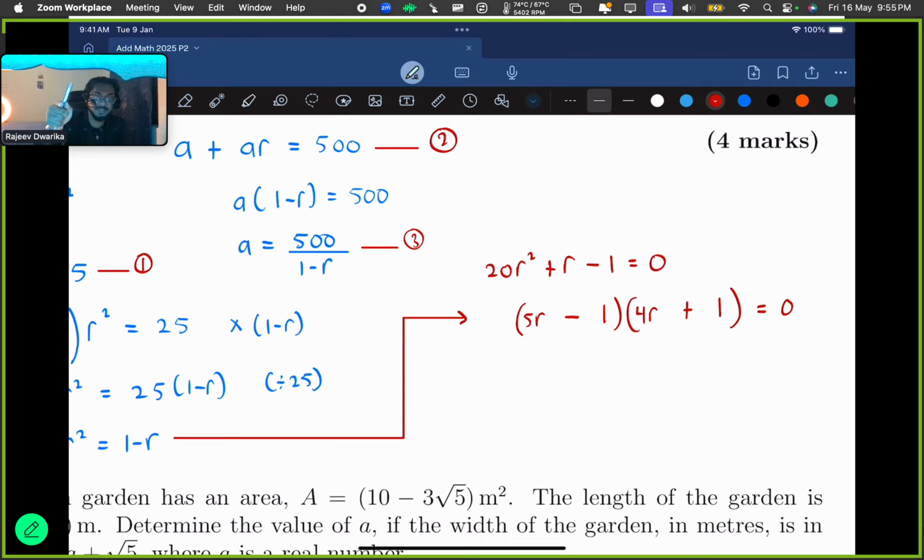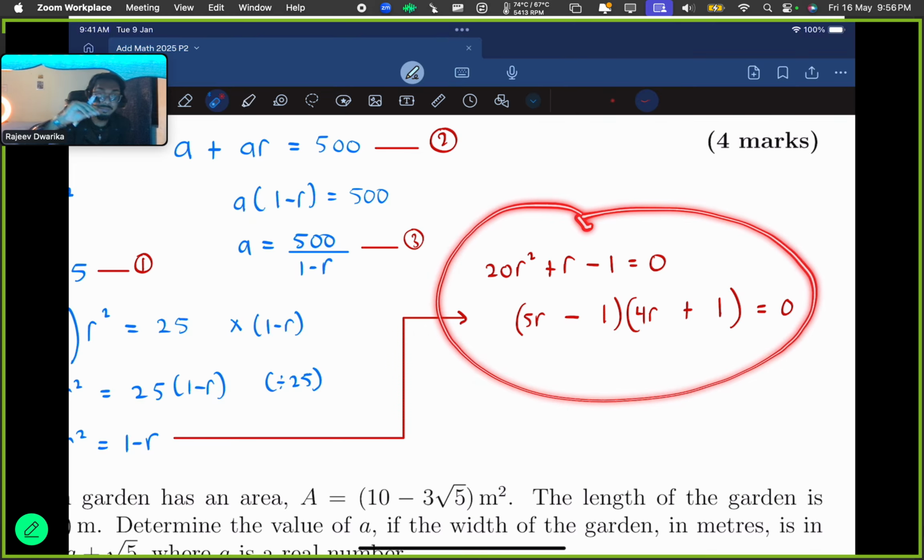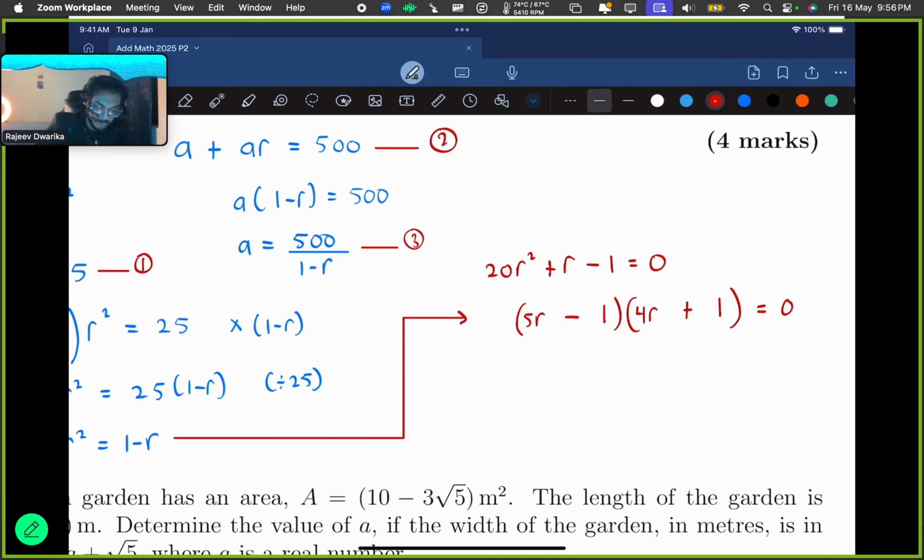To all the students who are watching, once you practice this method enough, you'll become insane at it, and you can get it immediately. Remember how I told you the answer was either 1/5 or minus a quarter? I look at that and figure that out. So 5r minus 1 is equal to 0, and 4r plus 1 is equal to 0. I would move across the negative 1, so that is 1, and divide both sides by 5. So r is equal to 1 over 5. And over here, r would be equal to negative 1, and then I would divide by 4.